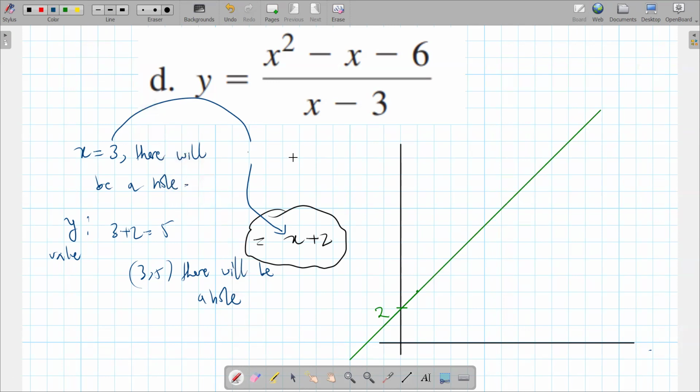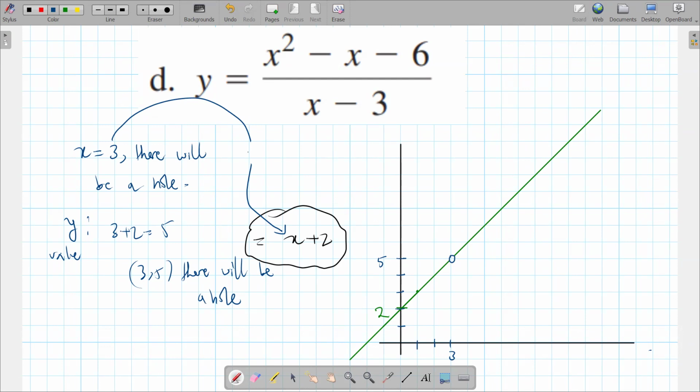But because we canceled things out at (3, 5), so at 1, 2, 3, 1, 2, 3, 4, 5, you see this point right here? That point will not exist. There will instead be a hole like that. And there you go, that's the answer to this question. There is no vertical asymptote. There are no horizontal or oblique asymptotes, but there is a hole because when we factored, things canceled out.